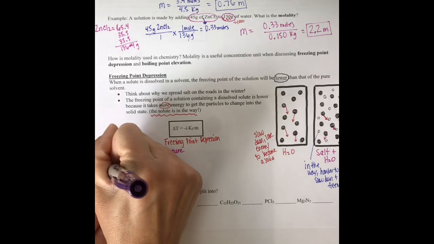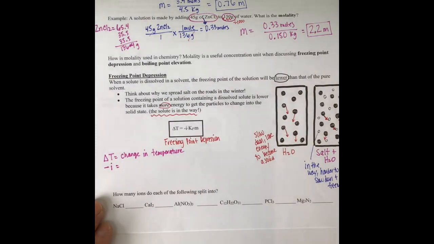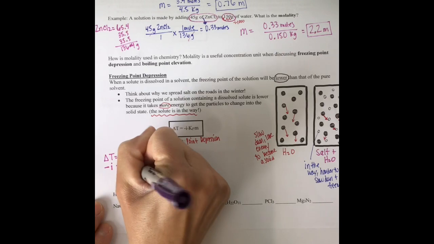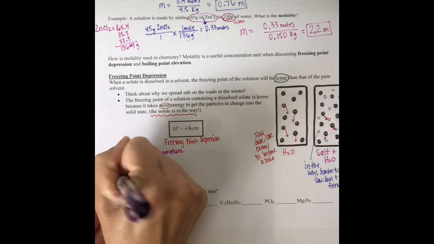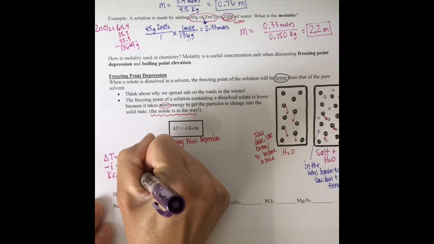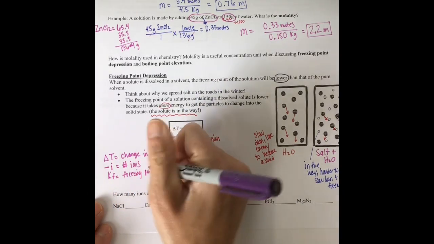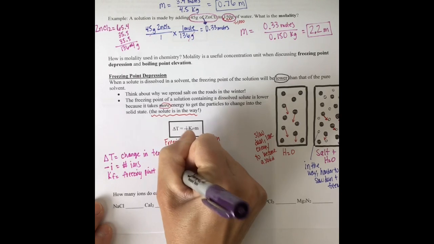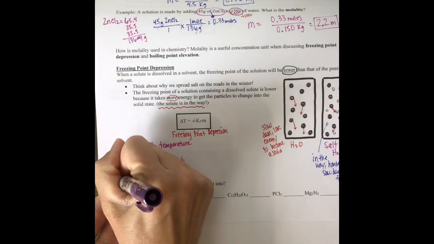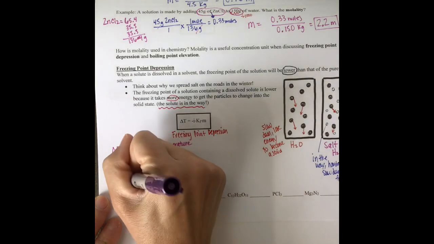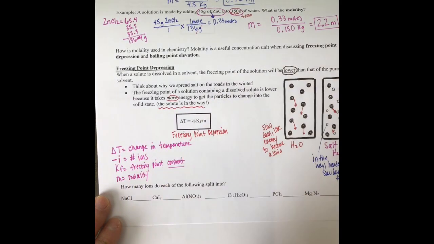Okay, the negative i is the number of ions, and we will come back to this one. Kf is called your freezing point constant. And since it's a constant, it will be a number that is given to you in the problem. You'll just have to plug it in. And then m, well, we just learned that up here, that is your molality. And we learned how to calculate molality because you need it in this equation.